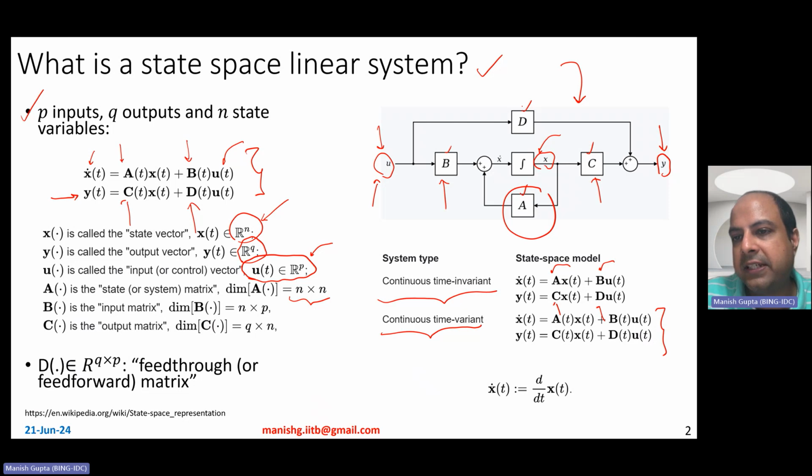Output matrix is q cross n, because you have to map a state of size n to an output of size q. And then you also have this matrix D, which is also called the feed through or feed forward matrix, because it directly feeds the input to the output without passing through the states. It short circuits the entire state computation, and says maybe there's a direct dependence between the input and the output, a linear dependence at that.